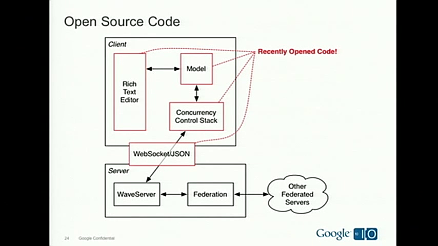We have a concurrency control stack, which implements some model interfaces in such a way that their changes are propagated into the server, and also transforms operations against each other so that the client remains consistent in the face of intervening operations from the server. And finally, we have a WebSocket JSON protocol that we released a couple weeks ago and are fleshing out today, and we'll hopefully be pushing into our repository later today.